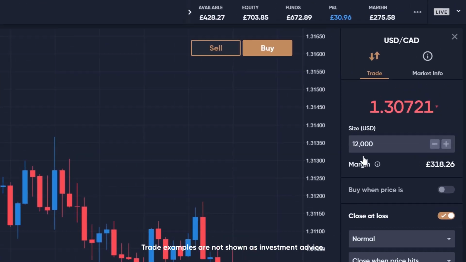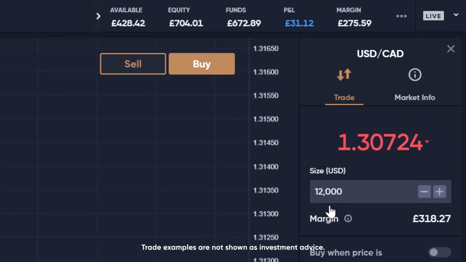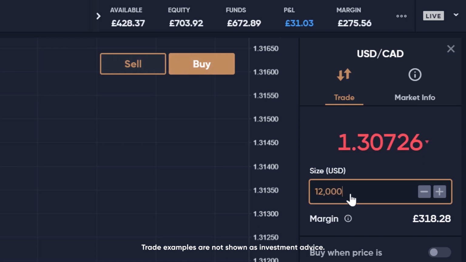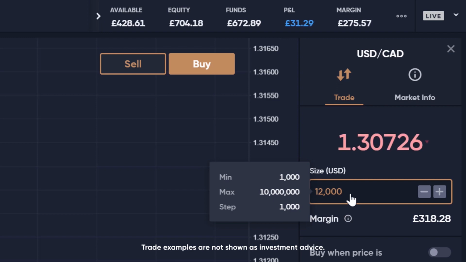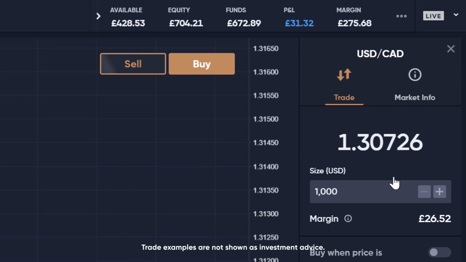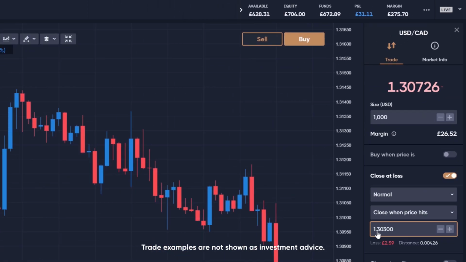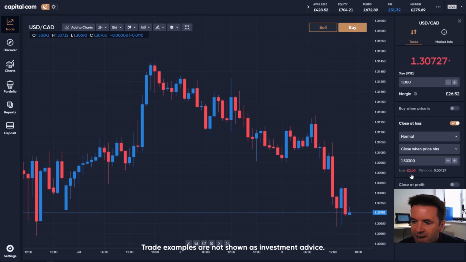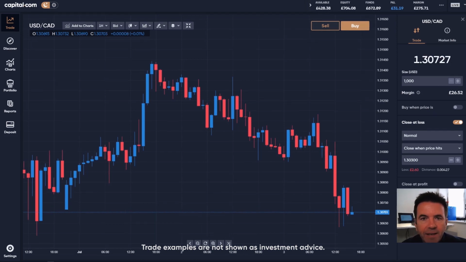What I can do now if I want to, I can reduce my size. At the moment, I'm trading 12,000. You can see it here in the size at the top. Let's say I don't want to take on that level of risk. I can trade a lot smaller. You can see I can trade from as low as 1,000. Let's do that. So let's set it up for 1,000 US dollar, Canadian dollar. My stop is in at 130.30. My risk is tiny. If I get stopped out, I'd lose £2.60 or something on this trade. We're ready to go. We'll click on buy.